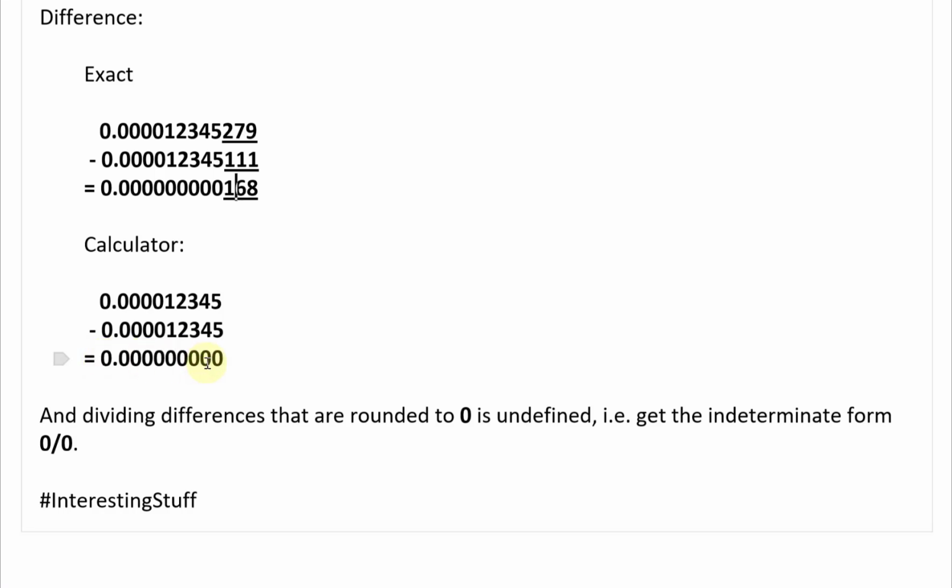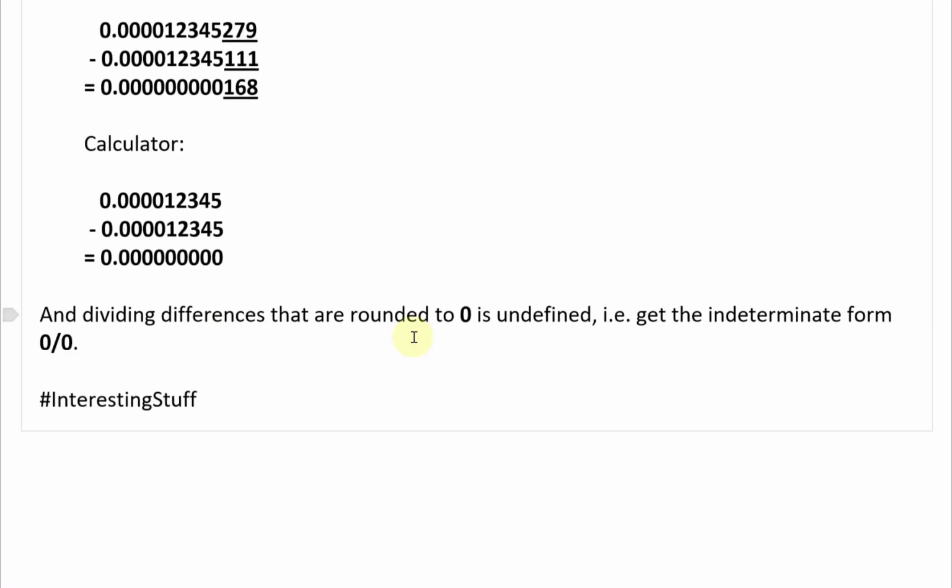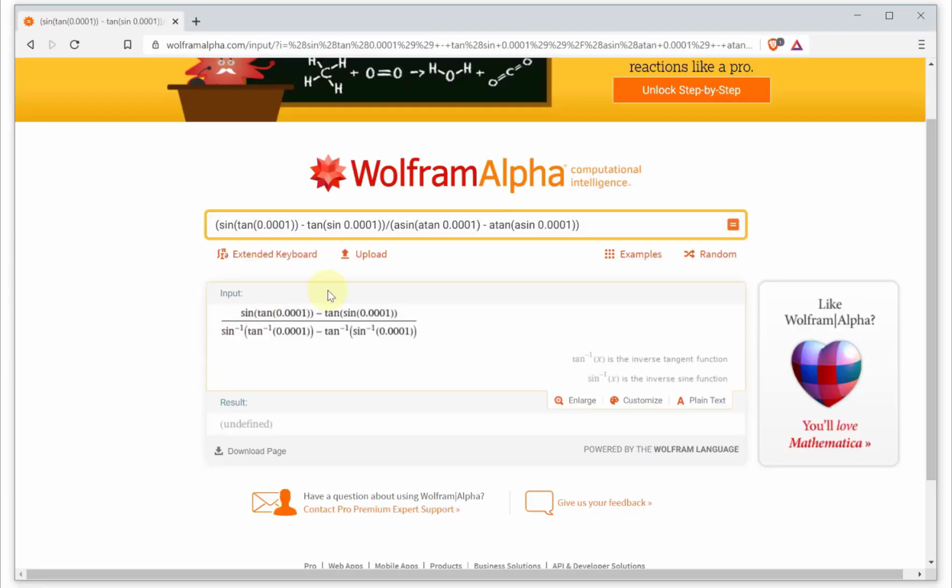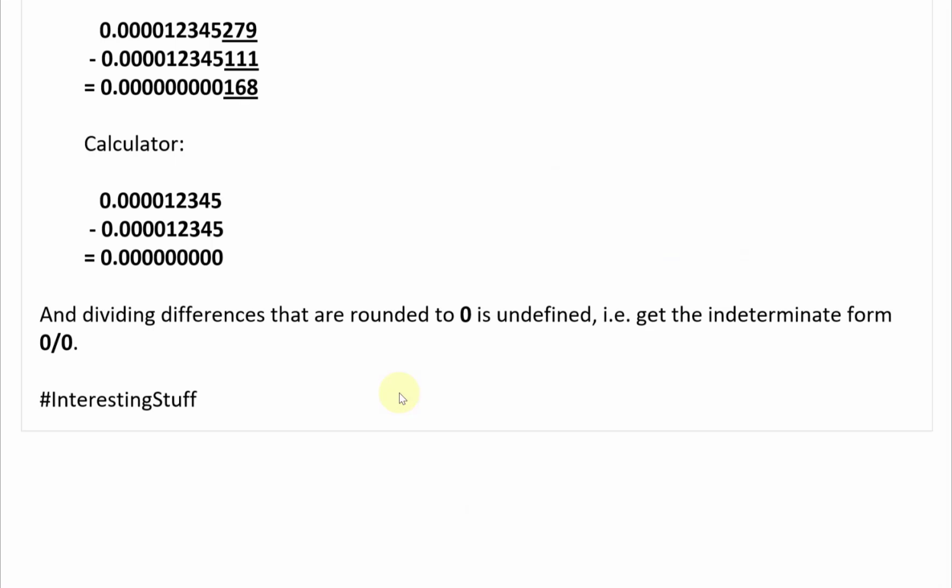We get 0.0000. And dividing differences that are rounded to 0 is undefined. You get the indeterminate form of 0 over 0. So that's why even Wolfram Alpha gives you 0 over 0, and that's why they get undefined over there. It's fascinating stuff there. So hashtag interesting stuff.